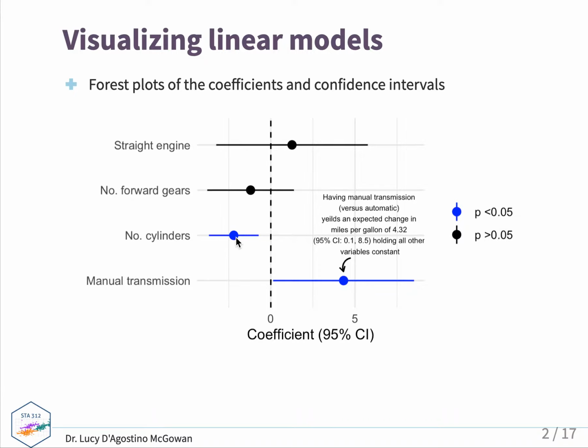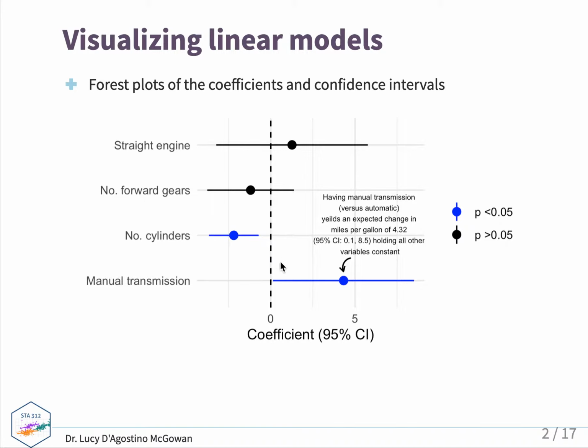And so each of these dots in this forest plot are the beta coefficients for each of these terms. And then the lines here indicate their confidence intervals. So that shows the 95% confidence interval here. And then this dashed line here is at the null, so that's at 0. And so if there was an effect of 0, that would indicate that there was not a relationship between the variable and the outcome, miles per gallon, holding everything else constant.